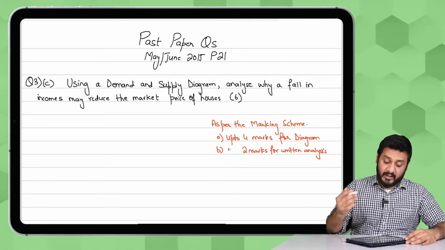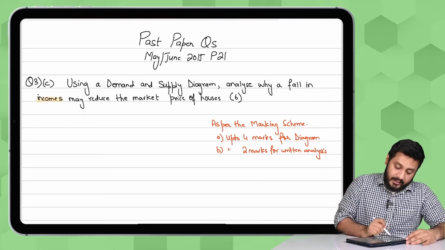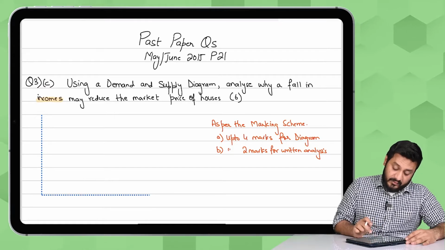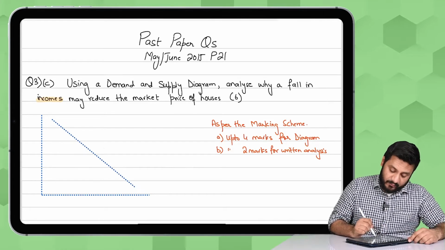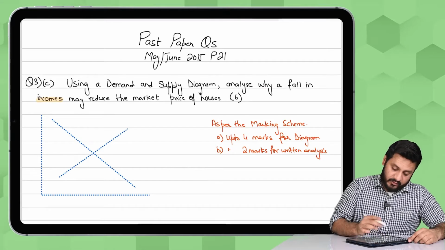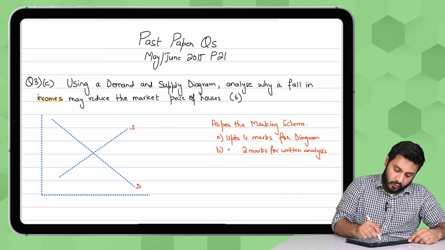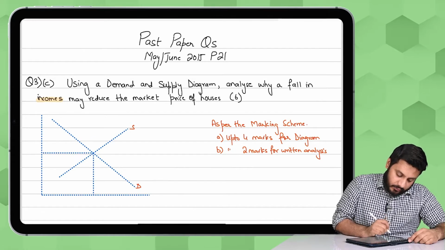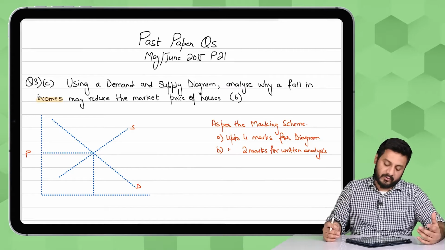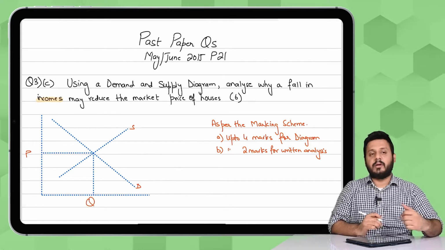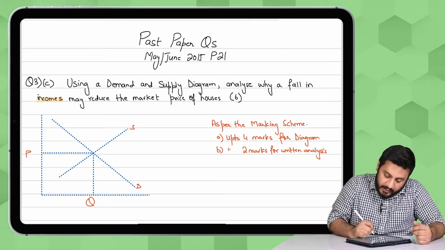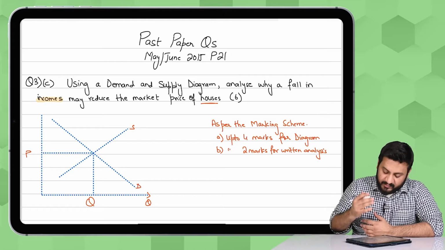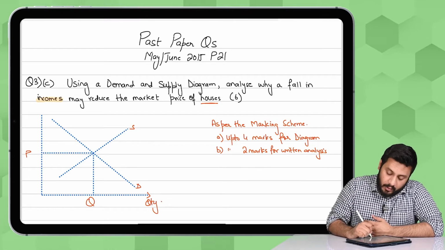Now, if incomes are falling, we know that income is a factor that affects demand. So if income falls, it is going to shift the demand curve to the left, and we'll see that. First of all, just draw a demand and supply diagram and show the original equilibrium and the original quantity being traded. P is the original price at which houses are sold in the market. Q is the quantity, or the number of houses being traded, and since the good is houses, we write quantity of houses.